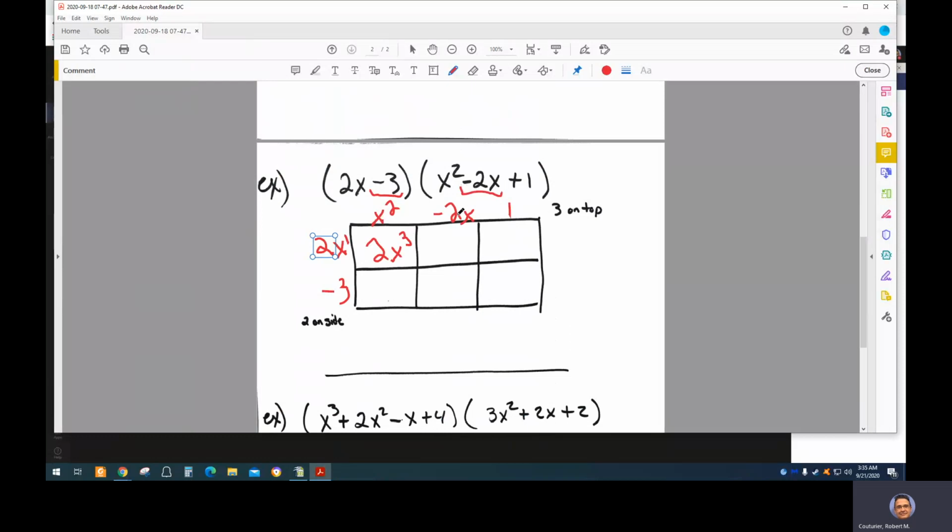Fill this one in. 2 times a negative 2 is a negative 4. X times x, remember, hidden 1, base stays the same. Add those exponents. 2 times 1 is 2. And the x just comes over since there is no x on this constant. Negative 3 times 1 is a negative 3. And the x squared comes down. Negative 3 times a negative 2 is a positive 6. And the x comes down. Negative 3 times a positive 1 is a negative 3.